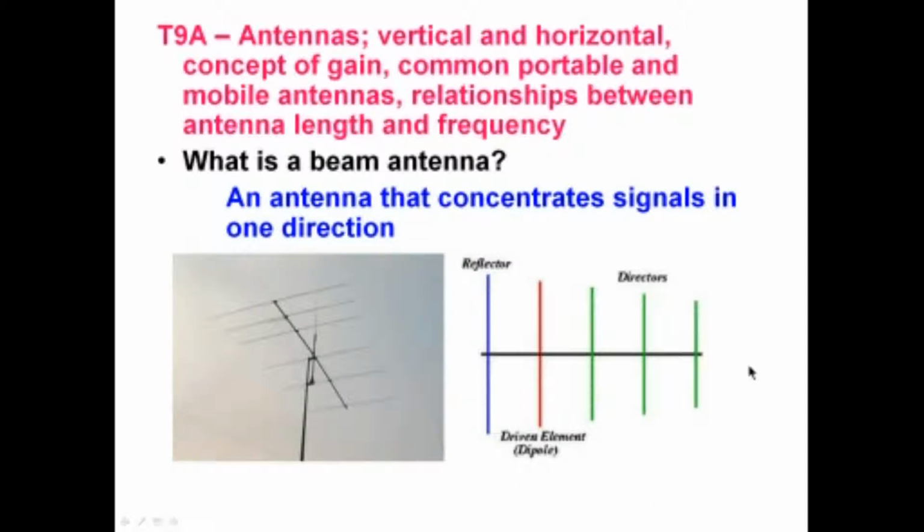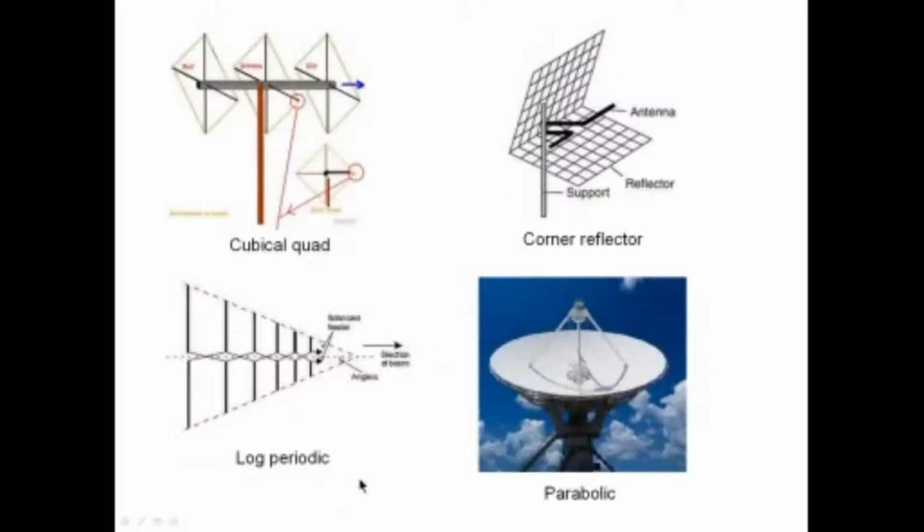It's called a Yagi, and it's a particular design. There are other beam antenna designs. This is a cubical quad, which is similar to a Yagi in performance. It has a driven element where you apply the energy to it, and it has a reflector, which is slightly larger than the driven element. It has one or more directors, which are slightly smaller than the driven element.